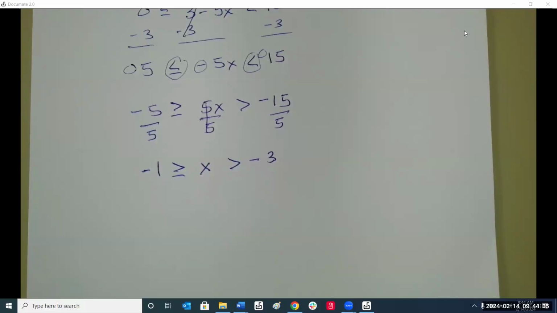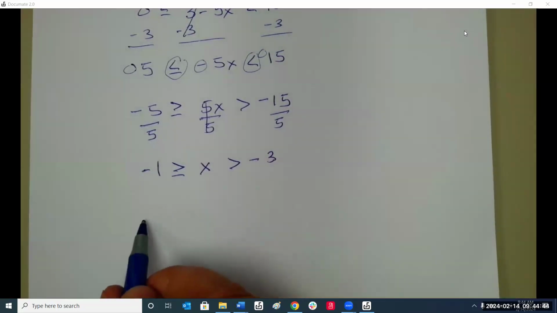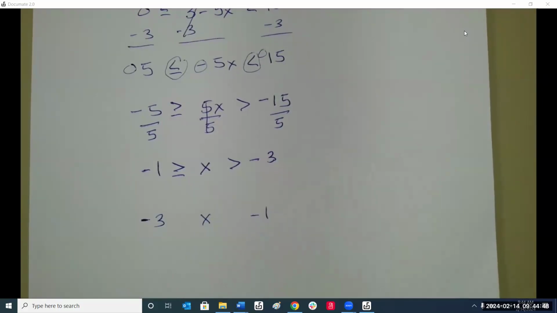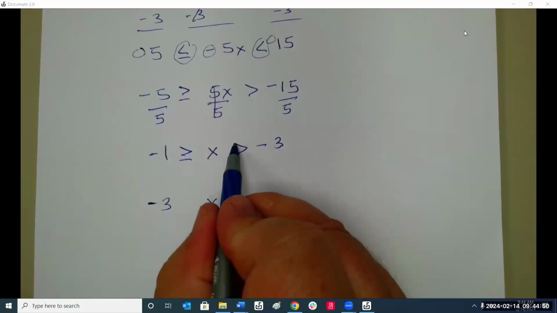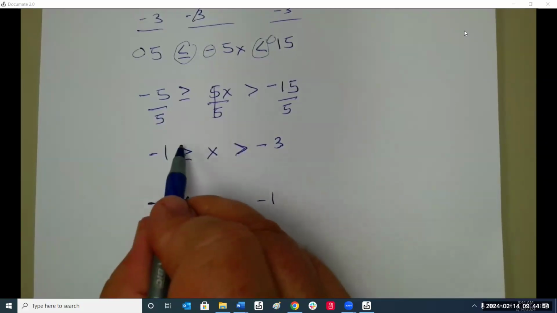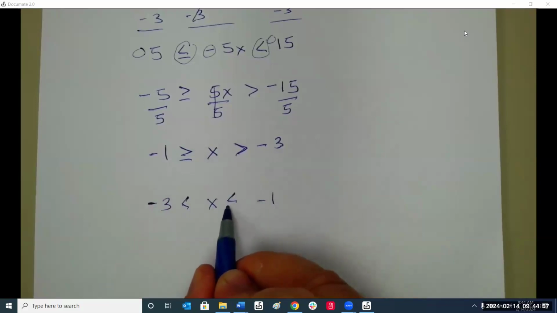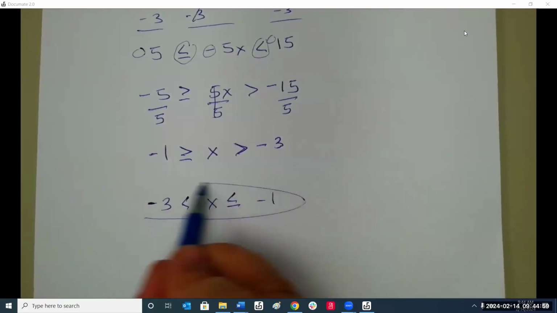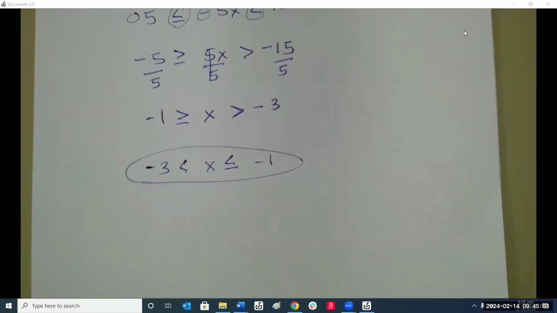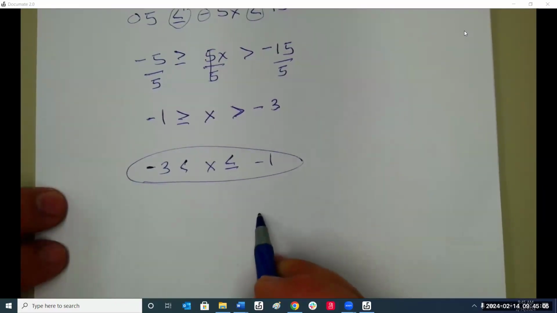Leave the answer like that? Yeah, because it has to be reading left to right, smaller to larger. So we have to flip the whole thing. So we have -3, x, and -1. The pointy arrow points at -3. The pointy arrow points at x. So what notation is that? That's set notation.